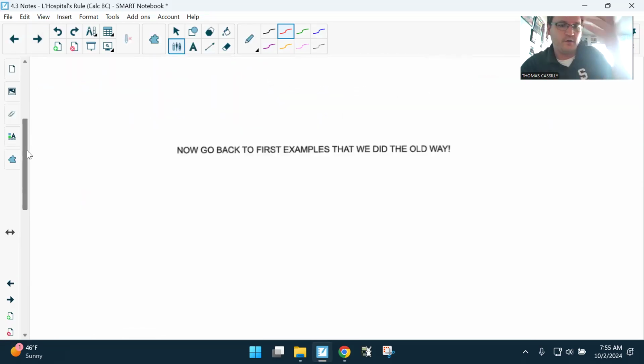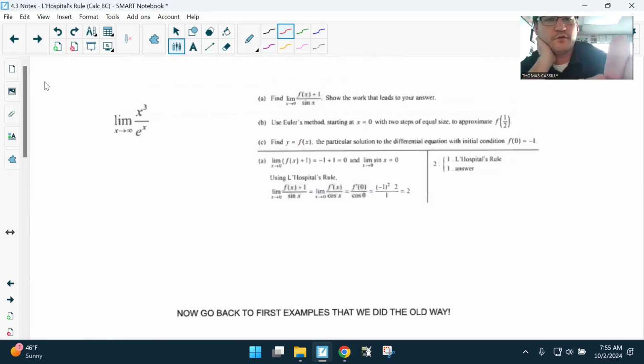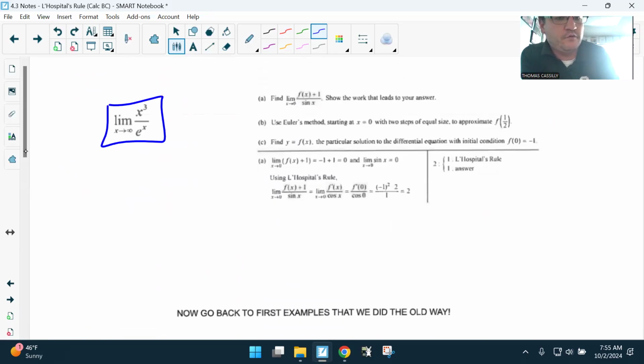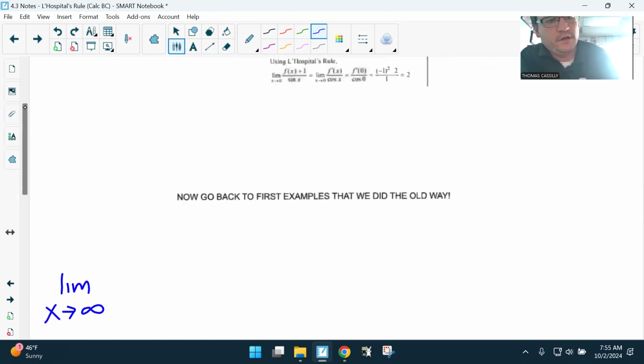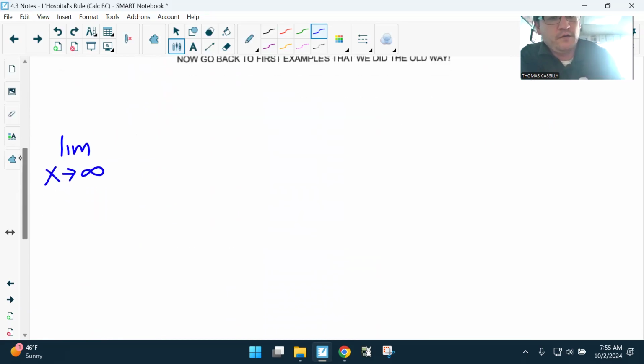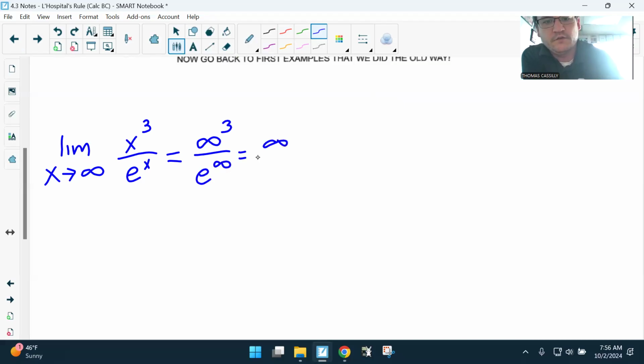So let's just try a couple more here. Let's look at this guy. We have x cubed over e to the x. So the limit as x approaches infinity, I think it was infinity, of x cubed over e to the x. Again, we need to confirm that it is indeterminate. So that gives us infinity cubed over e to the infinity, which is in fact indeterminate.